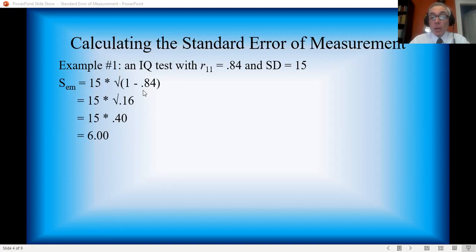There it is. And notice again, this is a pretty reasonably reliable test with 0.84 as the reliability coefficient, and that has successfully pushed the error term down from 15 all the way down to 6.